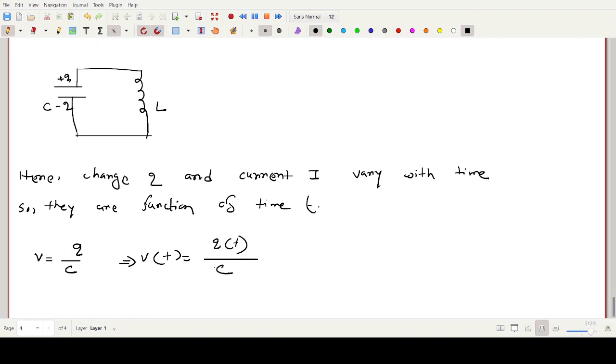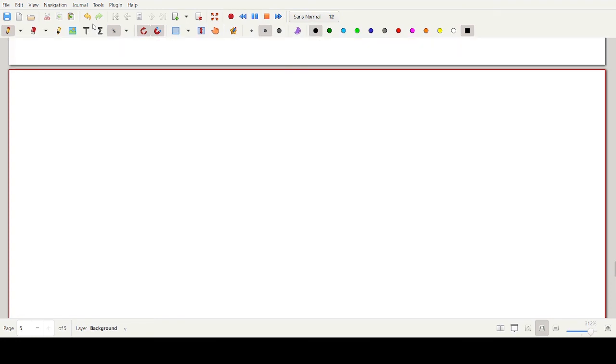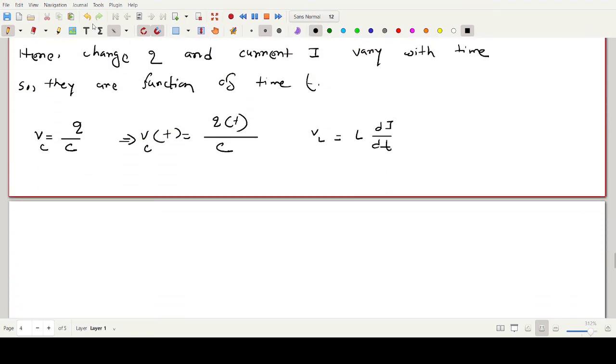Okay. And what is the voltage across an inductor? Let's say this is Vc. VL equals L di by dt, where i is the current through the inductor. Now we can write for this LC circuit Vc plus VL equals 0 using which law?